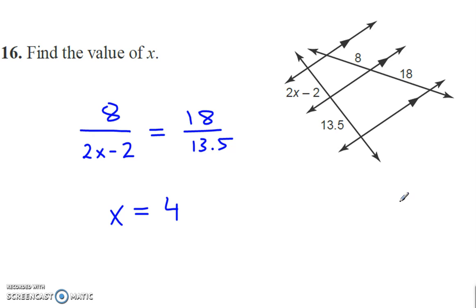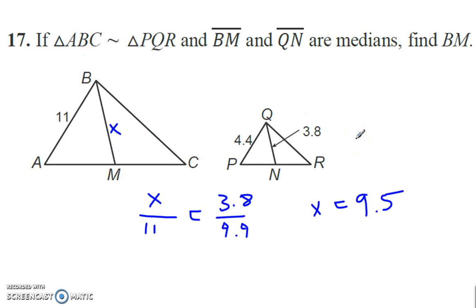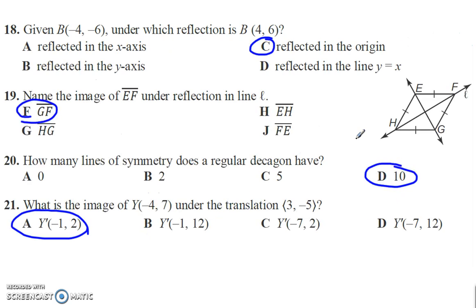Alright, here, notice that it doesn't indicate anywhere that these are the same length. Notice the distance between these two is smaller than the distance between these two. Okay, so this is 8, this is 18, but we know that these segments are proportional, so we can set that up. 8 to 2x minus 2 is equal to 18 to 13.5, and then x is 4. Proportion, set it up, easy peasy, 9.5.